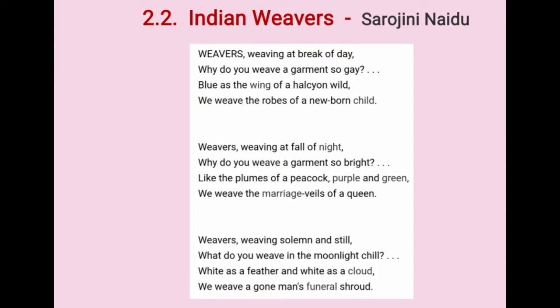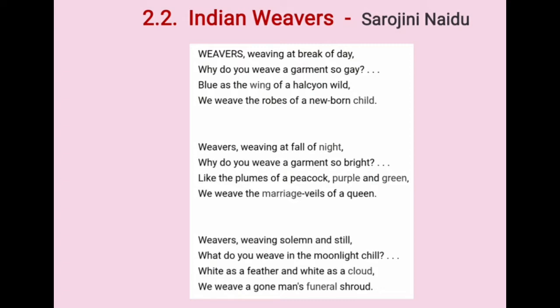Weavers weaving at break of day, why do you weave a garment so gay? Blue as the wing of a halcyon wild, we weave the robes of a newborn child. Weavers weaving at fall of night, why do you weave a garment so bright? Like the plumes of a peacock, purple and green, we weave the marriage veils of a queen. Weavers weaving, solemn and still, what do you weave in the moonlight chill? White as a feather and white as a cloud, we weave a dead man's funeral shroud.